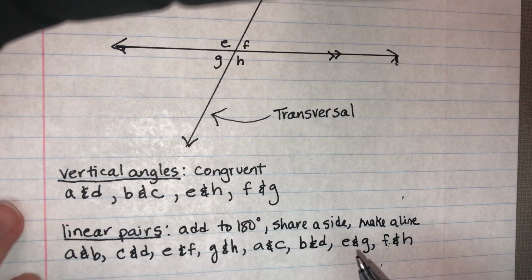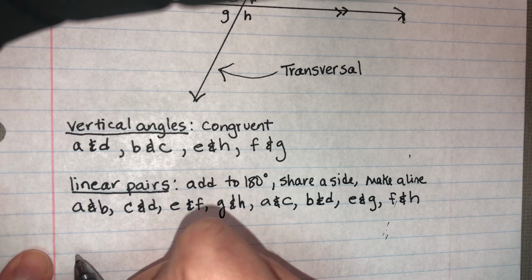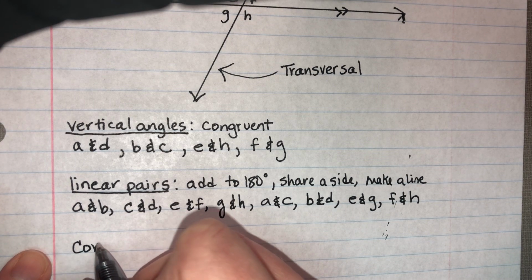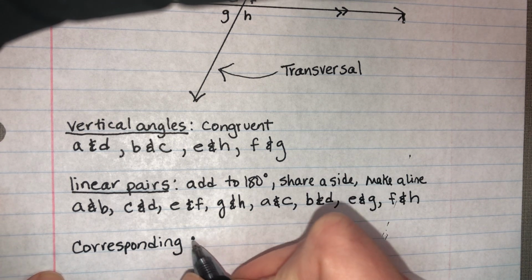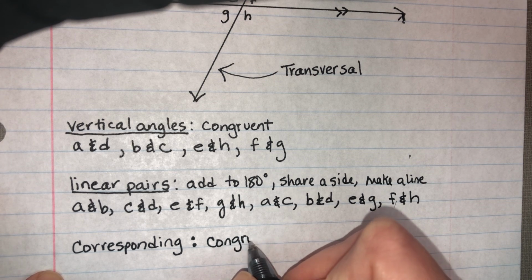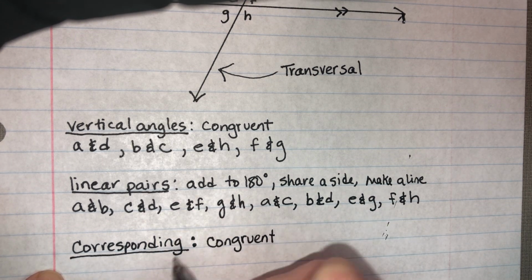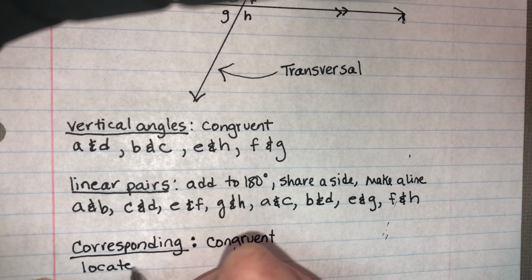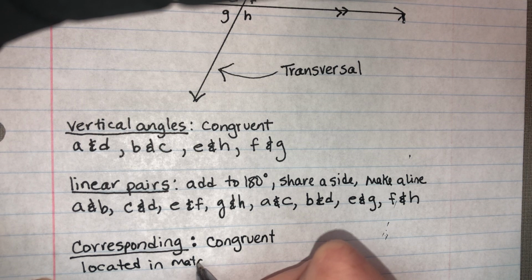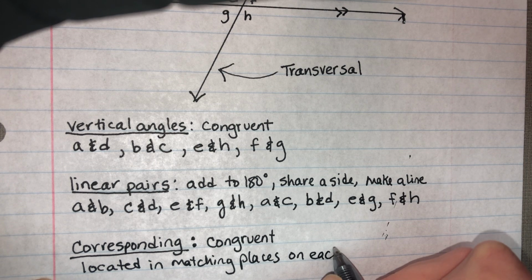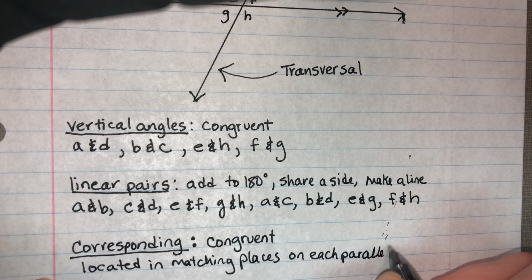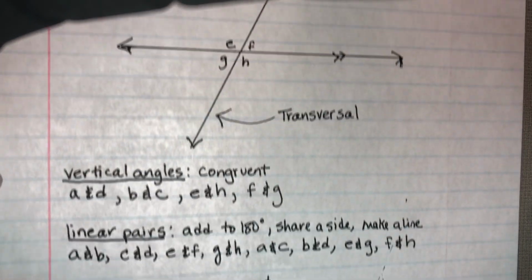Now, those two vocabulary words were ones we've learned before. The next two are new. Actually, all the rest are new. So the next one is corresponding angles. And corresponding angles are congruent. And the way that you find them is that they are located in matching places on each parallel line. So let me explain what that means.